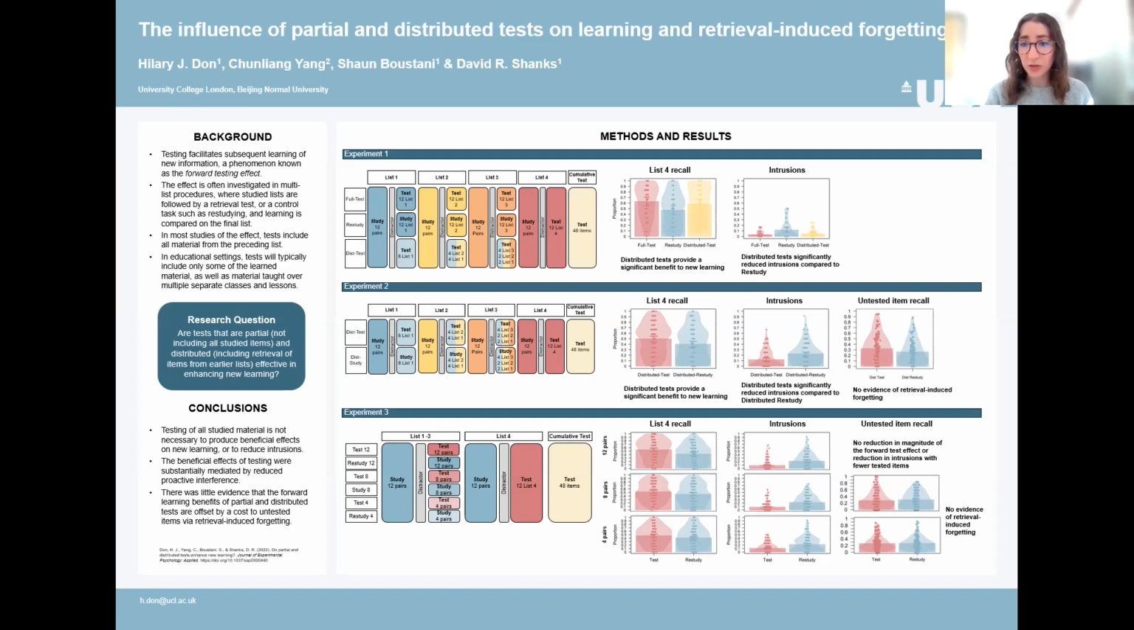In experiment 2, we found the same result when comparing the distributed test group to a better matched distributed restudy control group. And when comparing untested items, there was better recall of untested items in the distributed test group than the distributed restudy group. So there was no evidence of retrieval-induced forgetting.